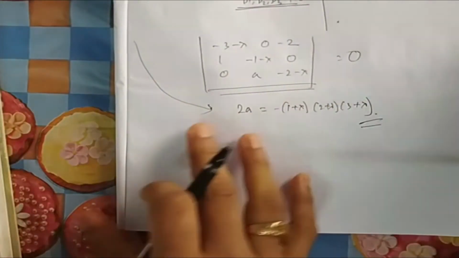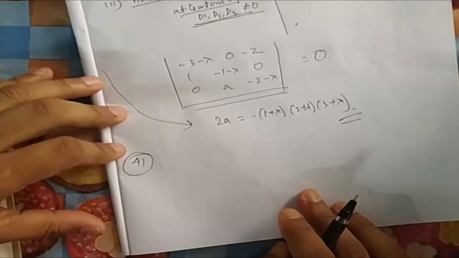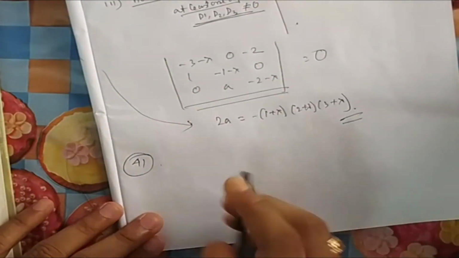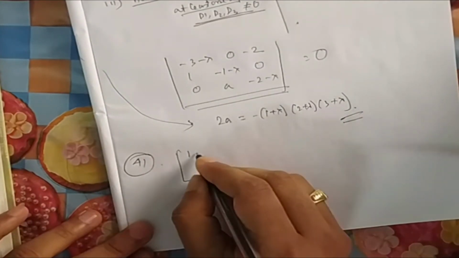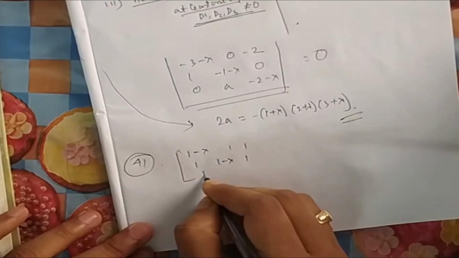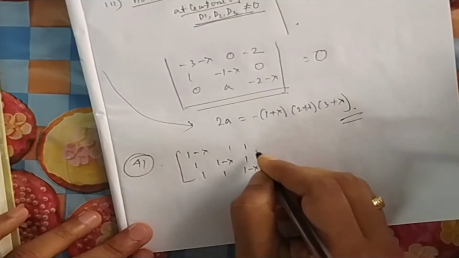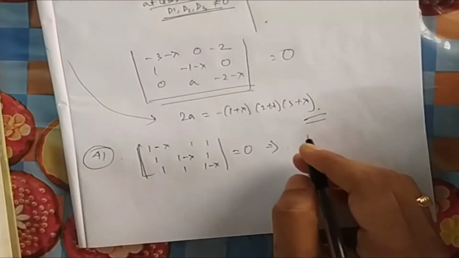So if we continue with the next one, 41. Consider a 3 cross 3 matrix with every element equal to 1, then its only non-zero eigenvalue. So every element is 1. If you want to find eigenvalues, you deduct lambda from the diagonal and then make the determinant 0. I am not showing you, I am directly writing the expression.